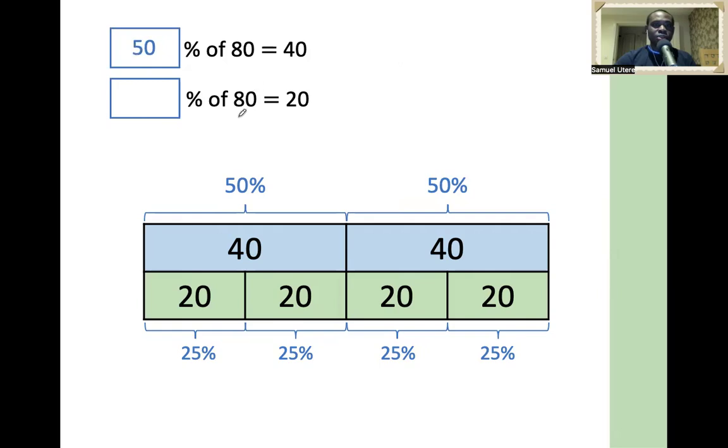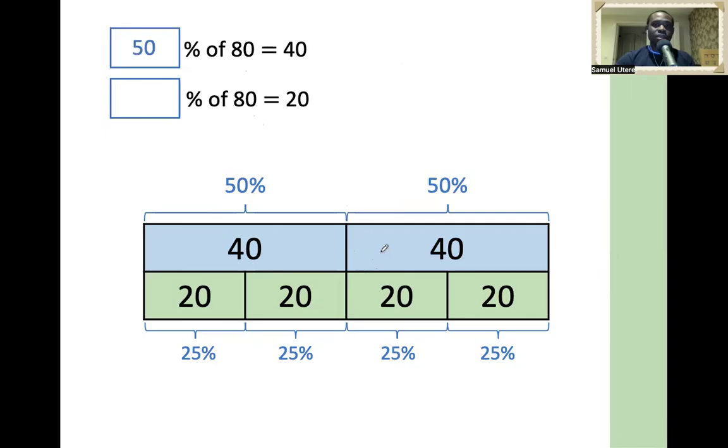Remember, 80 is always the full amount. The quantity you are working with is always 100%. So how many lots of this do you get from 80? You say, well, it's actually 5.